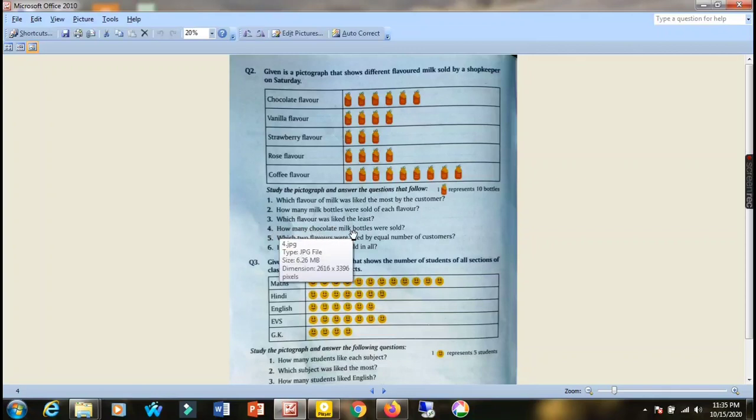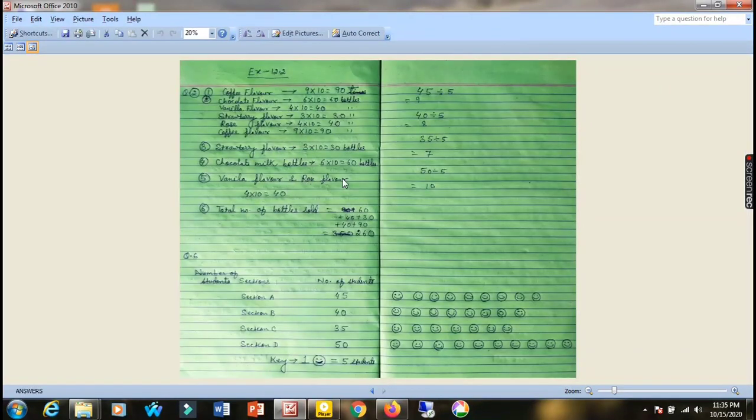How many chocolate milk bottles were sold? Chocolate milk is this one, chocolate flavor. How many bottles were sold? 1, 2, 3, 4, 5, 6. So our answer will be 6 into 10 bottles, that is 60 bottles. Number of chocolate milk bottles sold equals 60.